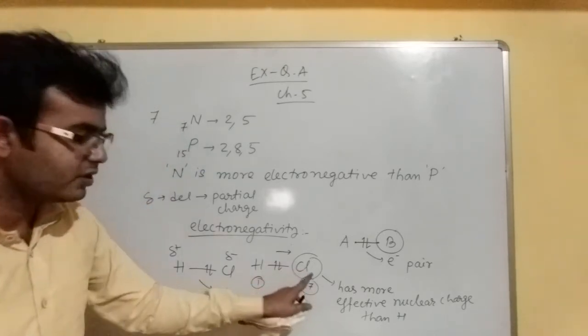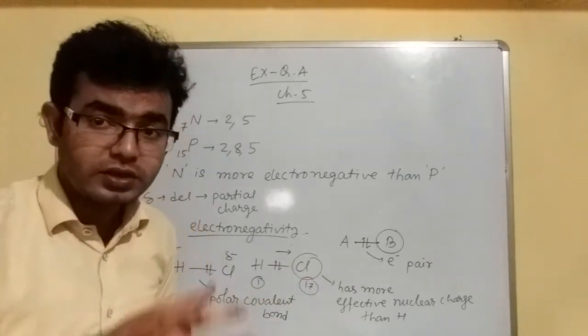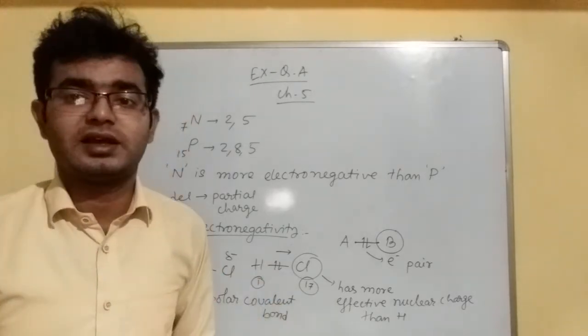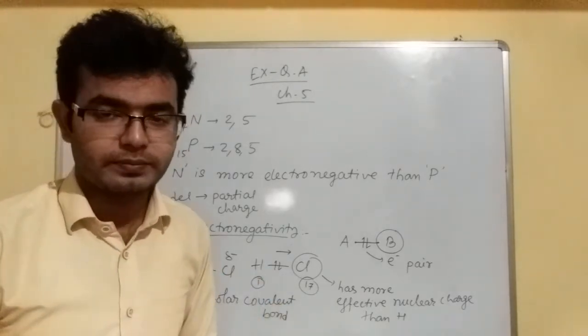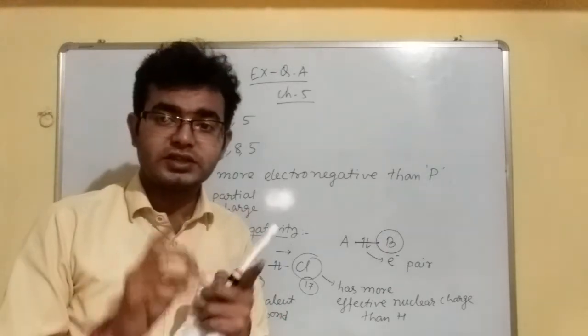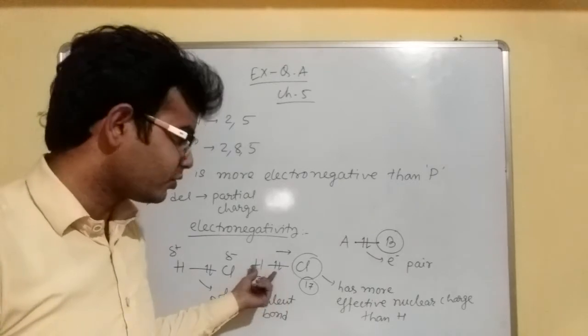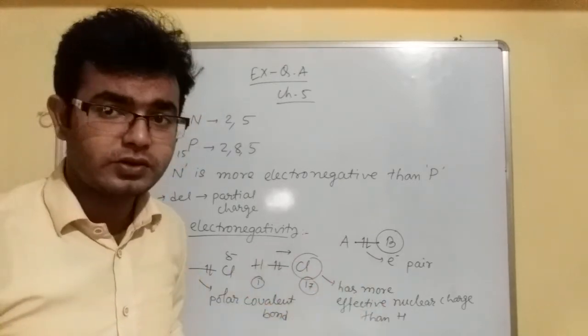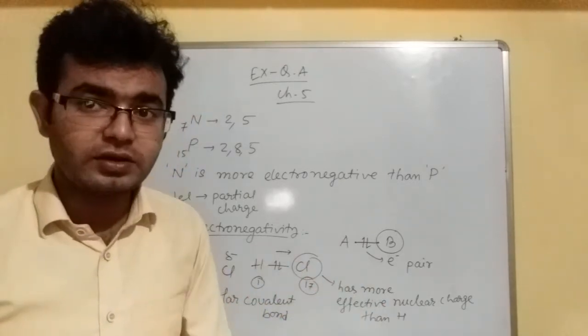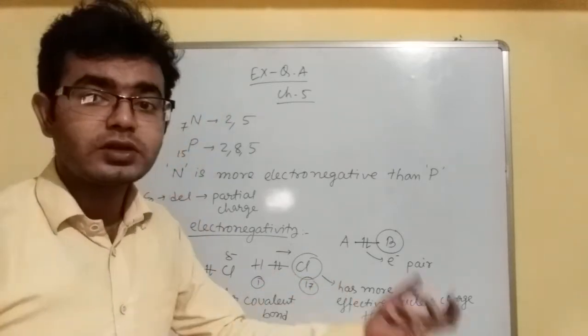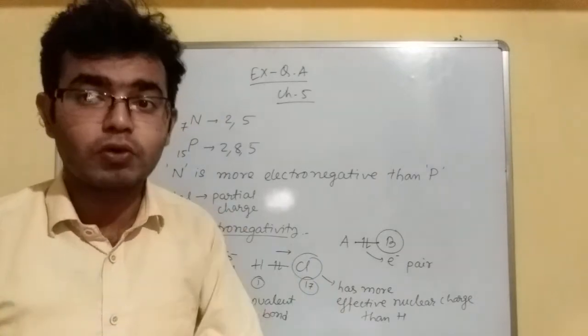Now the tendency of an element to pull the shared electron pair towards itself is called electronegativity. Two elements share the electron pair. Remember that hydrogen also has the tendency to pull the electron pair towards itself, but as the effective nuclear charge of chlorine is more than hydrogen, it will pull the electron pair towards itself more as compared to hydrogen.